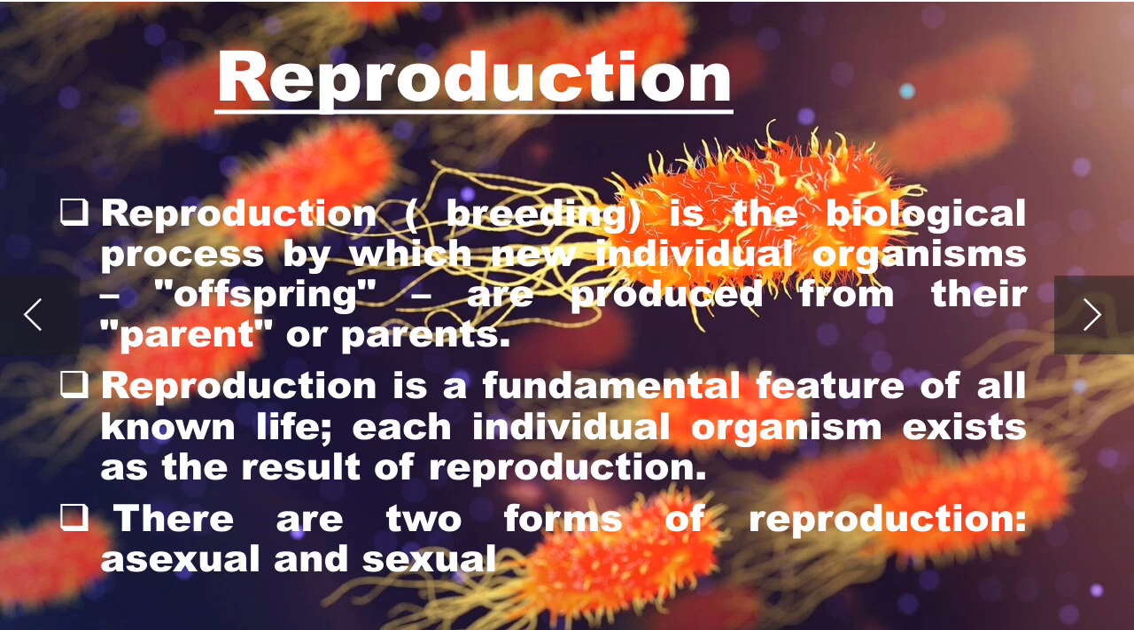It may be asexual or sexual. In sexual reproduction, both parents are involved to produce an offspring, for example, male and female. And asexual reproduction is the type of reproduction in which only a single parent is involved in the reproduction process, for example, binary fission.